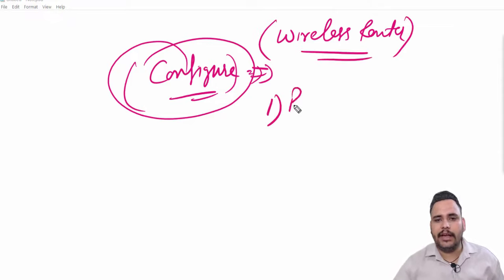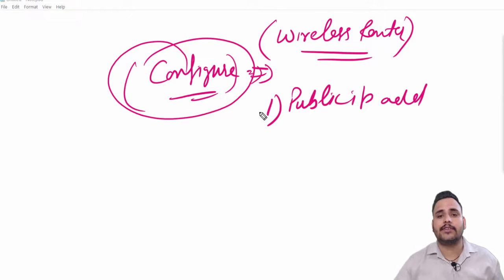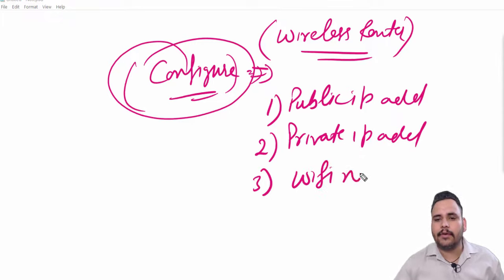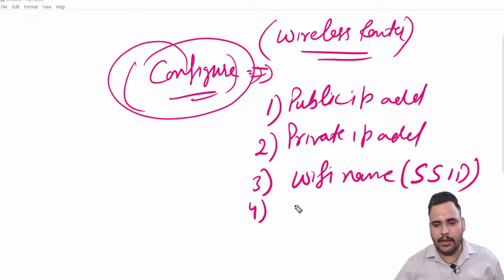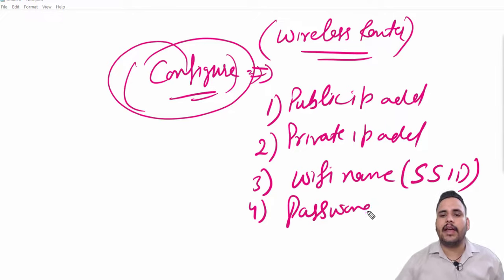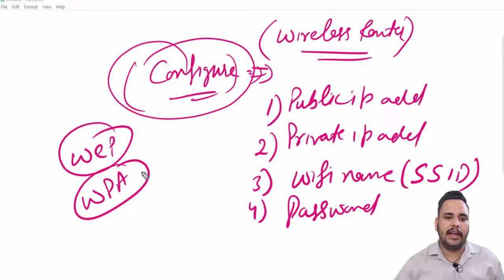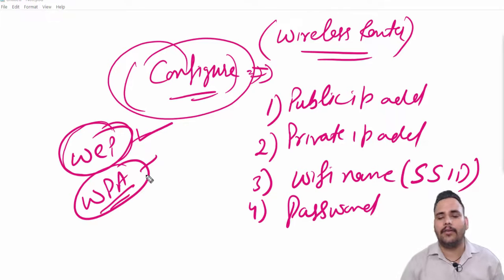So first thing that we need is a public IP address, which is known as WAN IP address or internet IP. Second is your private IP address, and third is your Wi-Fi name, which is called the service set identifier, and fourth thing is the password. Passwords are also of two types: WEP, Wired Equivalent Privacy, and WPA, Wi-Fi Protected Access. In WEP there is less security, but in WPA we have more security for our wireless device. So let's start with wireless configuration.